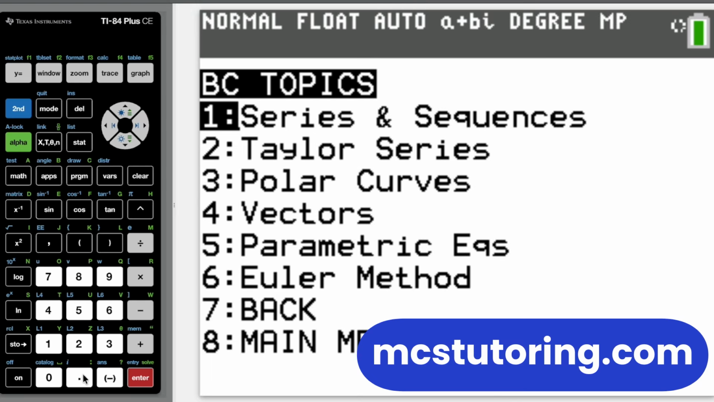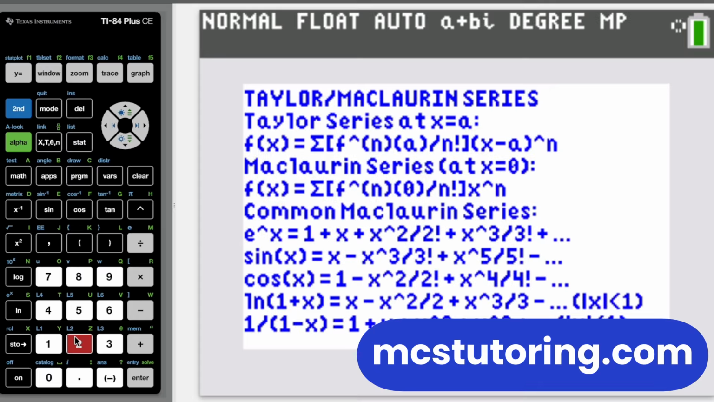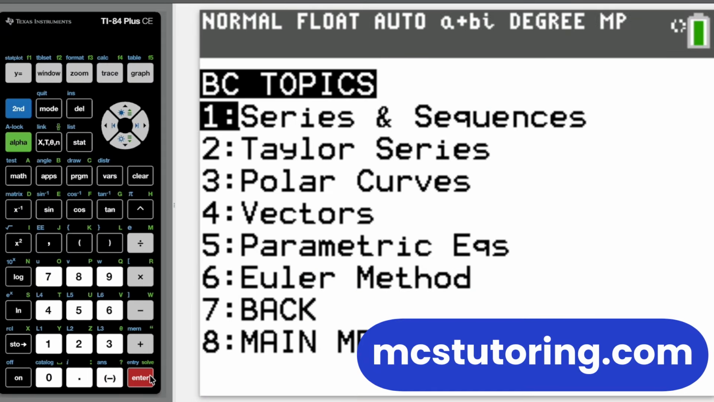Taylor series. There we go. Taylor and Maclaurin series. Taylor series at x equals a, and then Maclaurin series, I think, at x equals 0. We've got f of x equals the sum of f raised to the n of a divided by n factorial times x minus a raised to the n. I'll assume if you're in Calc BC, you understand the gist of this. This is just going to give you a reminder here.